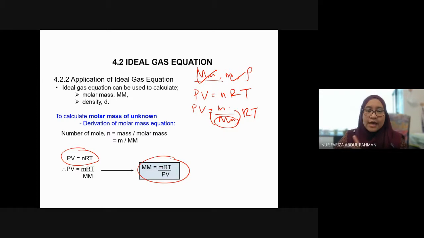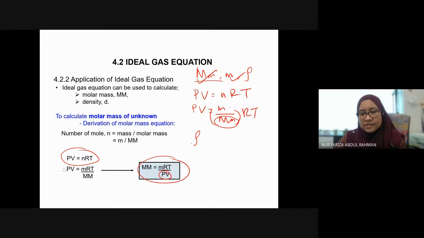But I'm worried that somehow you might make a mistake, and instead of PV being at the bottom, you put it at the top. Of course that will cause a problem. So you do not have to memorize this. You can derive it directly from there.